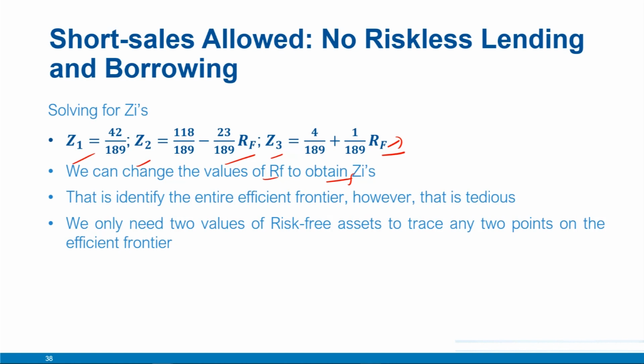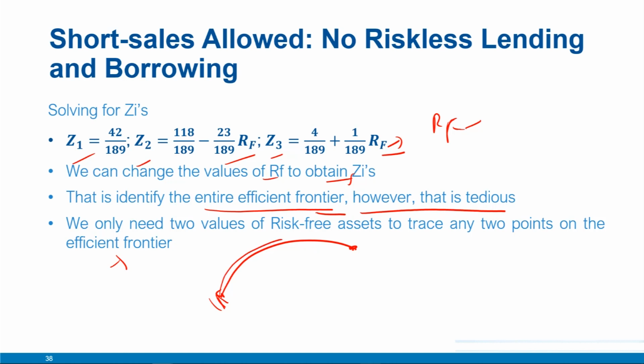But in this manner, computing the entire efficient frontier is rather tedious and time consuming. All we need to do is find just two values of RF and solve for them, getting any two points on the efficient frontier. Once we have the two points, we could identify two portfolios for two values of RF, and once these two efficient portfolios are known, we can trace the entire efficient frontier. Let's see how.